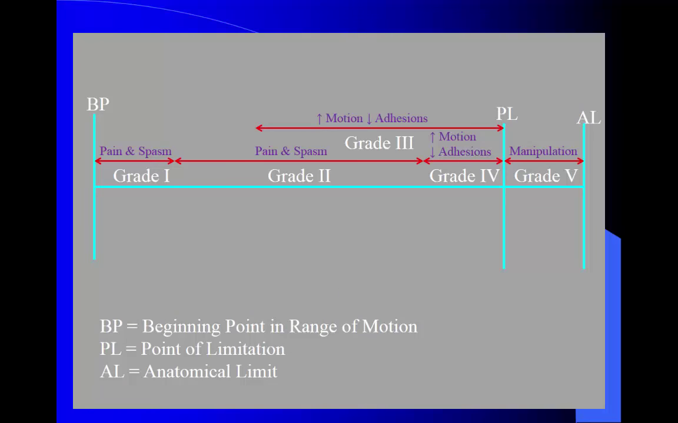This is a graphical representation of the 5 grades of joint mobilization. Remember, grade 1 and 2 are for pain and spasm. Grade 3 and 4 are to increase motion and decrease adhesions.